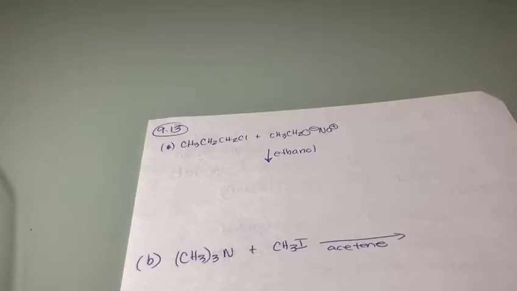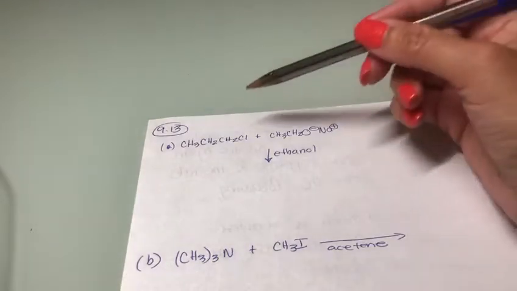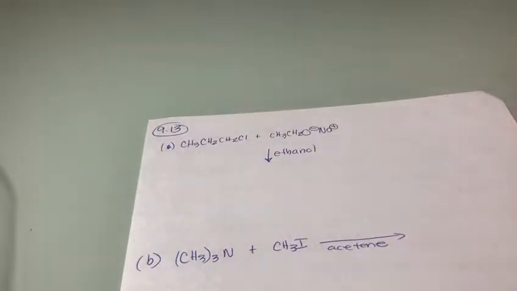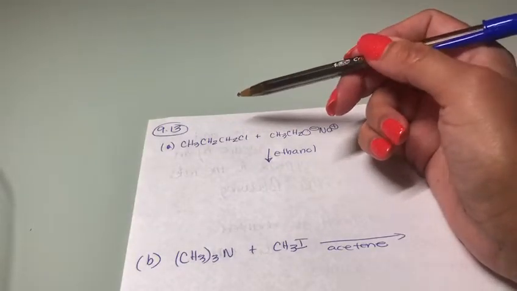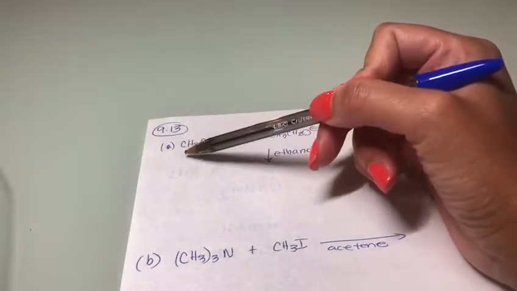Let's take a look at problem 9.13 from your textbook. You need to complete the following reactions and show the configuration of the product if needed. Alright, so I like to view this reaction in the line formula. If that is the case with you, you can go ahead and just do the line formula.